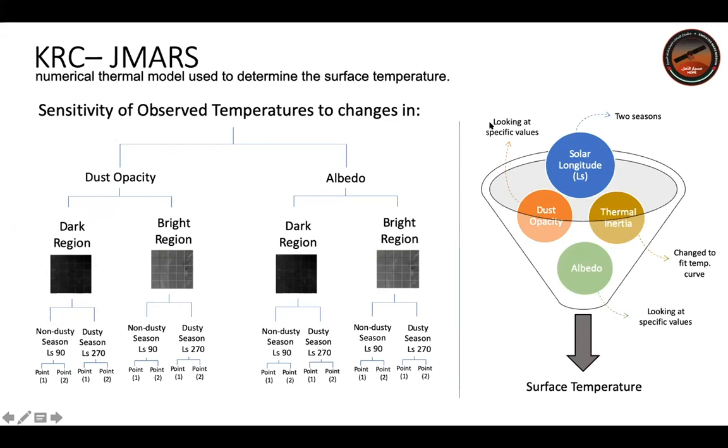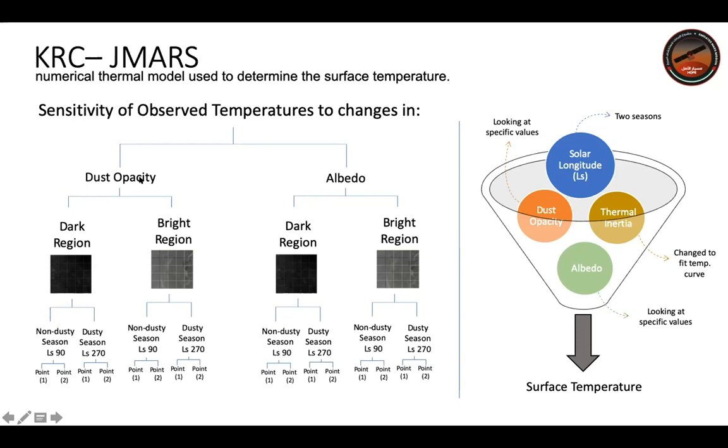The user can input certain parameters, such as the location of the study region, the dust opacity of the region, thermal inertia, and albedo, and then the model will generate surface temperature. To produce surface temperatures for my selected regions, I use the KRC thermal model to study the sensitivity of the observed temperatures to changes in two parameters, which are albedo and dust opacity.